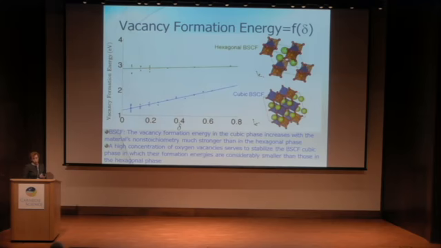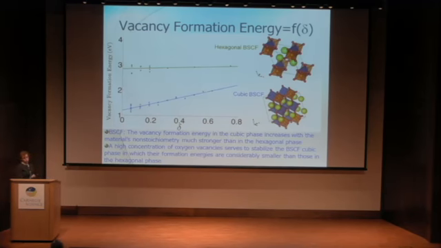This is also illustrated here with vacancy formation energy depending on concentration of vacancies in both phases of BSCF, hexagonal and cubic phase. And you can see that vacancy formation energy in the cubic phase increases with the material's non-stoichiometry much more strongly than in the hexagonal phase. High concentration of oxygen vacancies serves to stabilize the BSCF cubic phase, in which their formation energies are considerably smaller than those in the hexagonal phase, which, again, was a little bit of an unexpected result, and it would probably be impossible to obtain without these calculations, based on experimental observations alone.